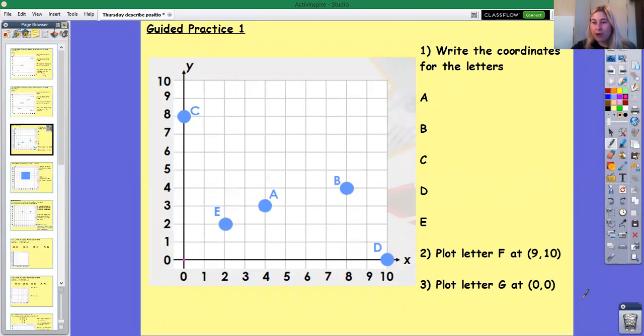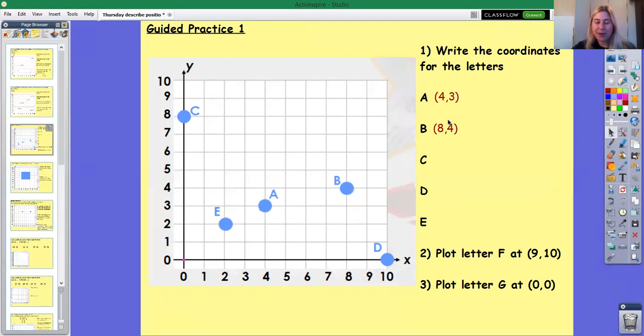Please now apply your new learning, or your really strong 100% learning, to guided practice 1. There are some more coordinates to find, and then I want you to plot your own letters here. Okay, pause the video now. Okay, so some of the coordinates I've actually pre-written, so you can check these now. Do you agree with me?